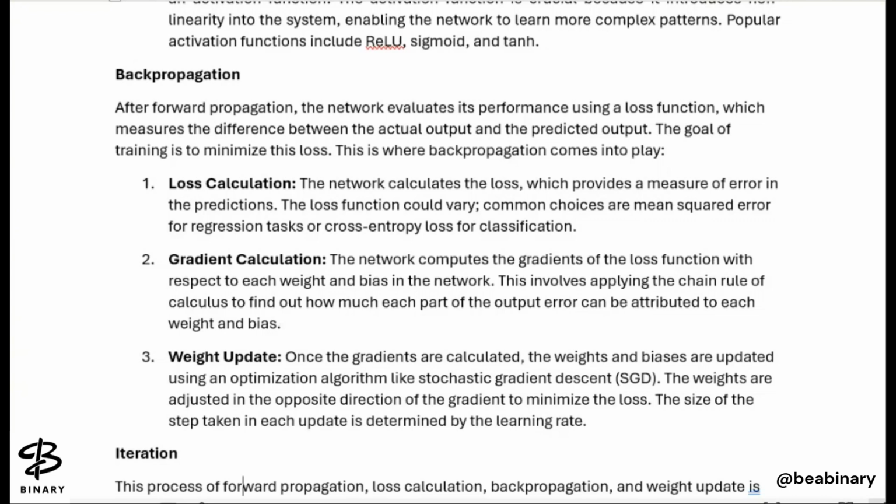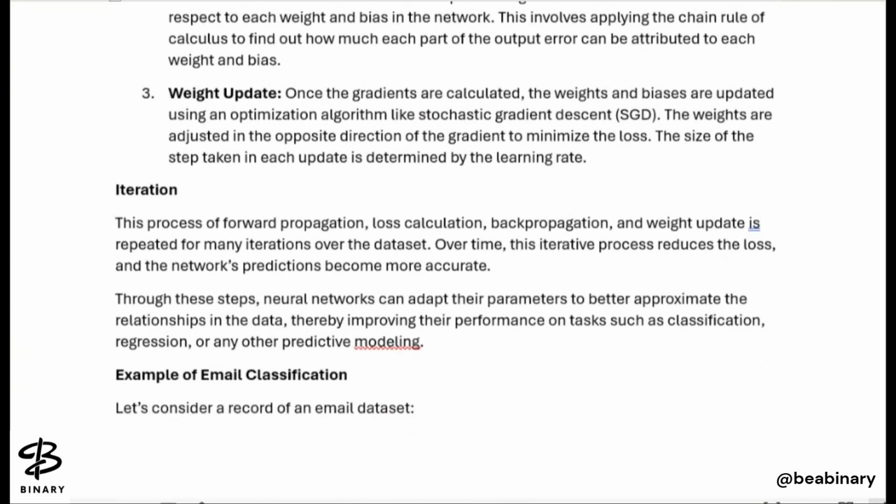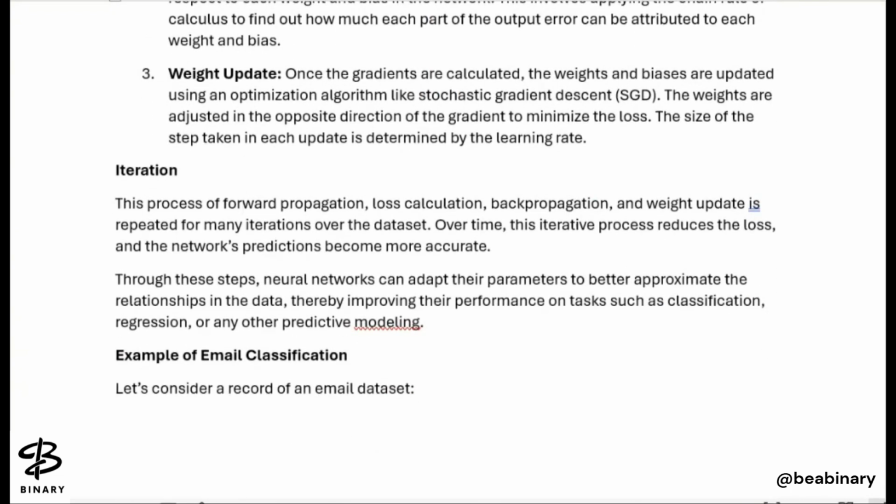The weight update: once the gradients are calculated, the weights are updated using an optimization algorithm like stochastic gradient descent or SGD. The weights are adjusted in the opposite direction of the gradient to minimize the loss, and the size of the step taken in each update is determined by the learning rate. So, what is the iteration?